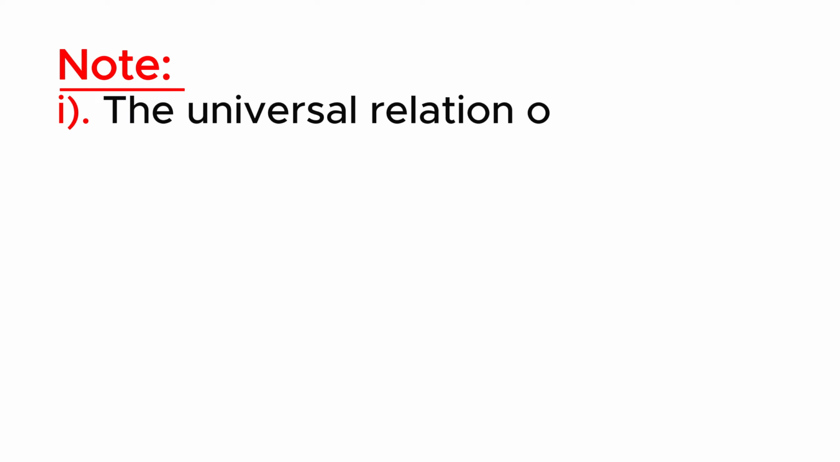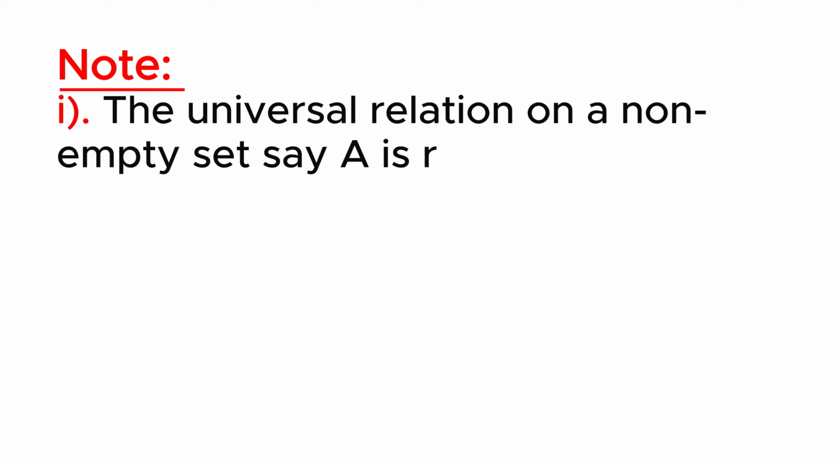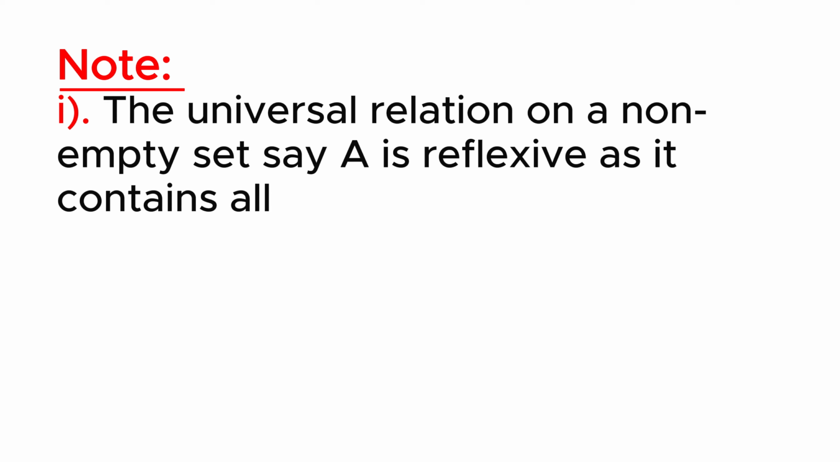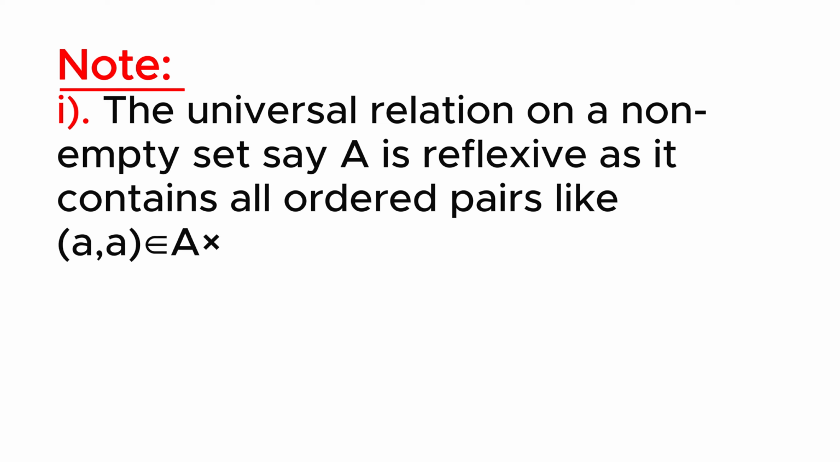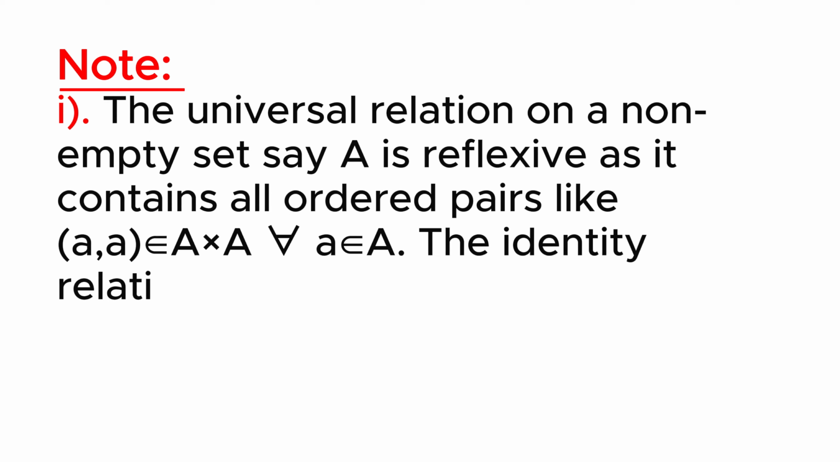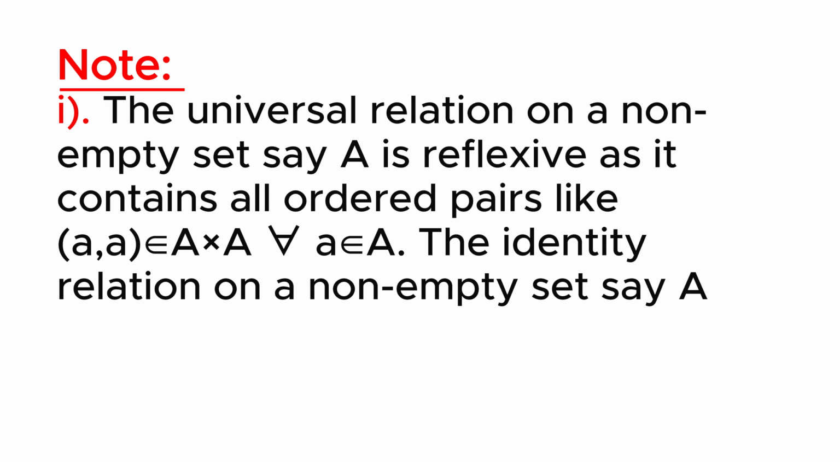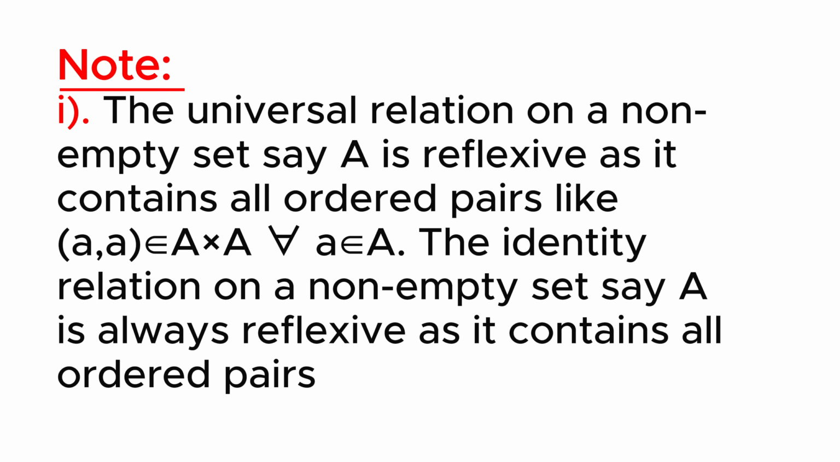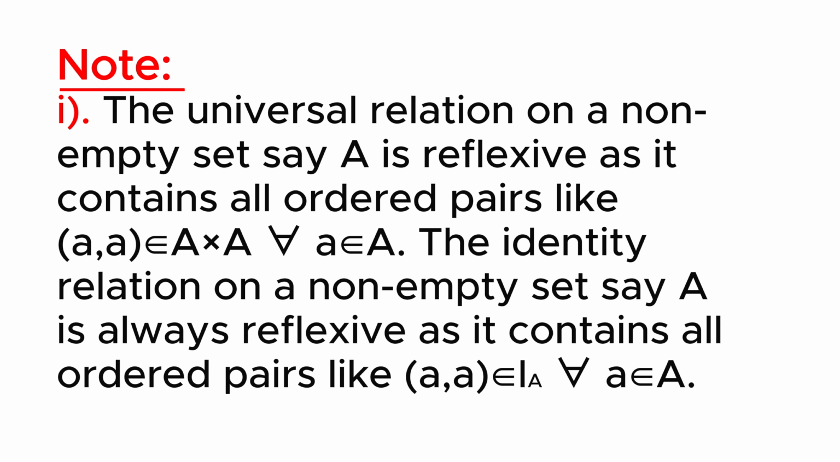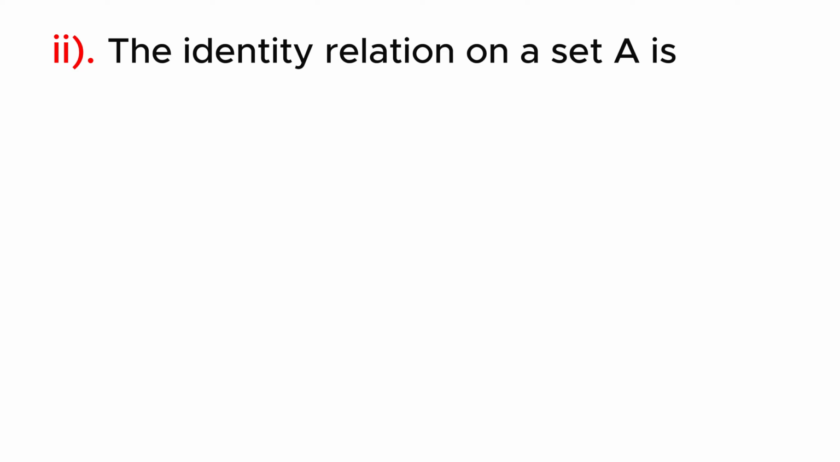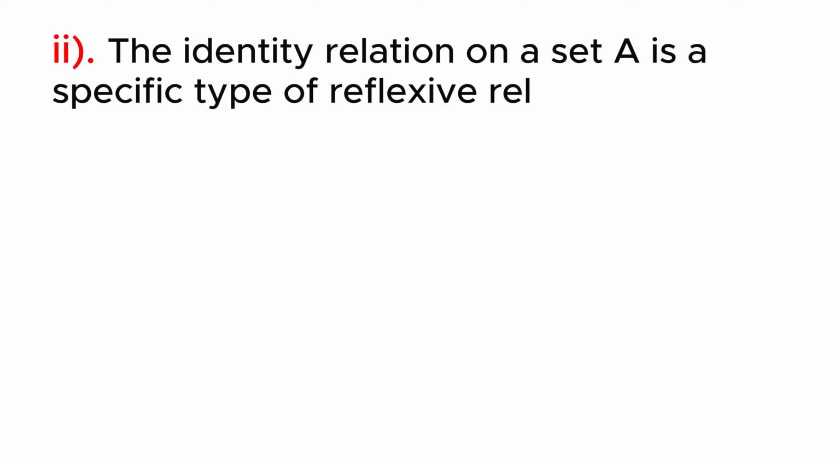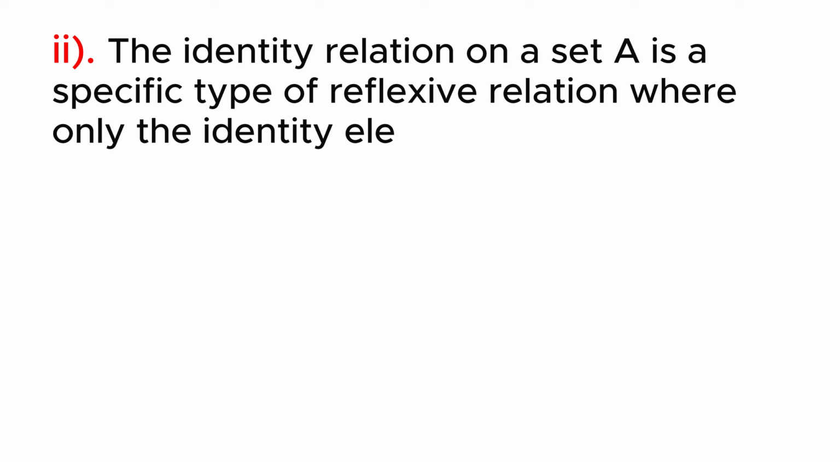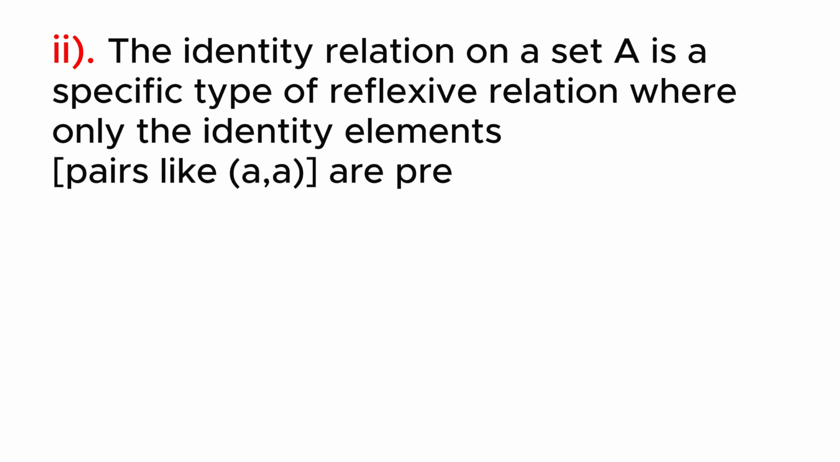Note, the universal relation on a non-empty set, say A, is reflexive as it contains all ordered pairs like (a, a) belonging to A cross A for all a belongs to A. The identity relation on a non-empty set, say A, is always reflexive as it contains all ordered pairs like (a, a) belonging to the identity relation for all a belongs to A. Second, the identity relation on a set A is a specific type of reflexive relation where only the identity pairs like (a, a) are present for all a belongs to A.